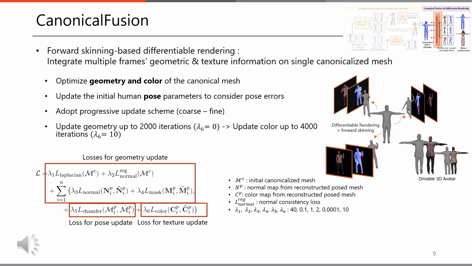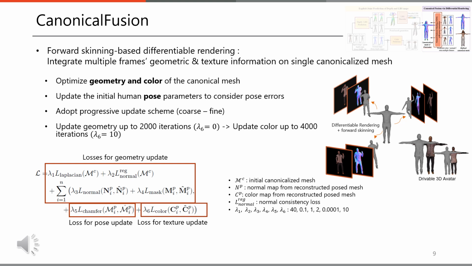Once the mesh is canonicalized, we need to integrate the geometric and texture information from multiple frames. Since the canonical space retains the same information regardless of the pose, we refine our initial canonical mesh using forward skinning to integrate pose invariant information from the posed frames. We use a differentiable rendering approach that updates the 3D mesh explicitly by utilizing normal and mask images. Here, we apply forward skinning, which is fully differentiable, to account for the various postures in each frame.